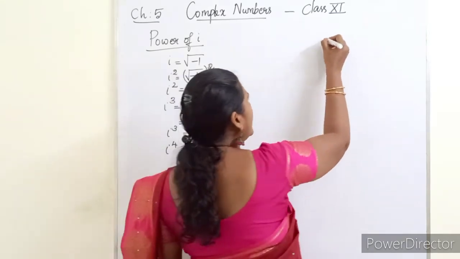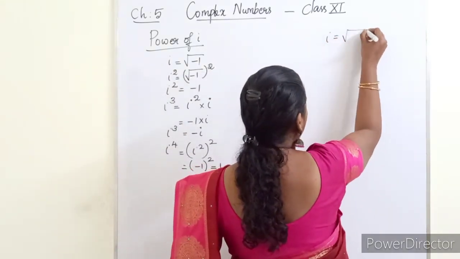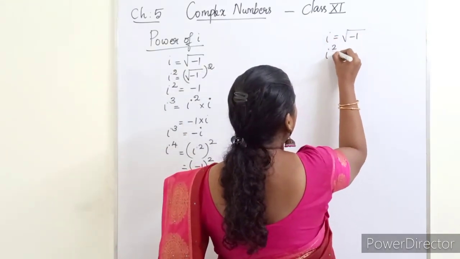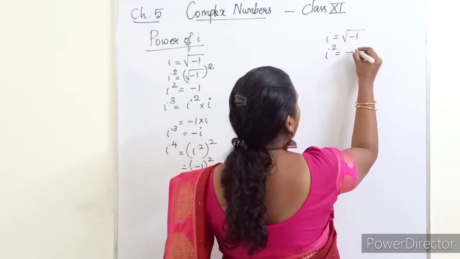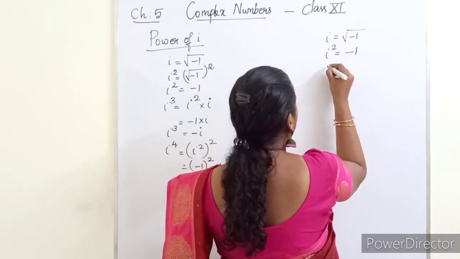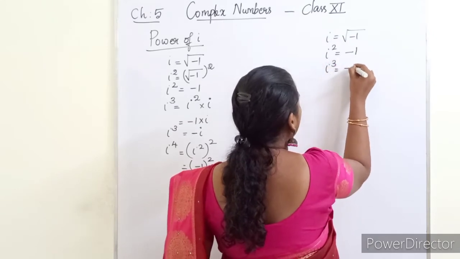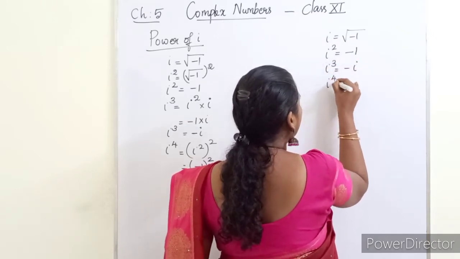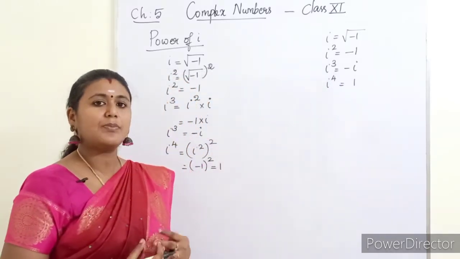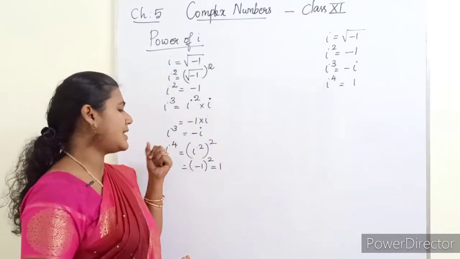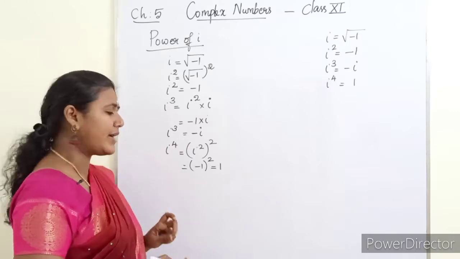Okay. So we got i is equal to root of minus 1, i square equal to minus 1, i cube is equal to minus i, and i power 4 is equal to 1. Suppose you want to find the power of i for any other number, then how will you find it?